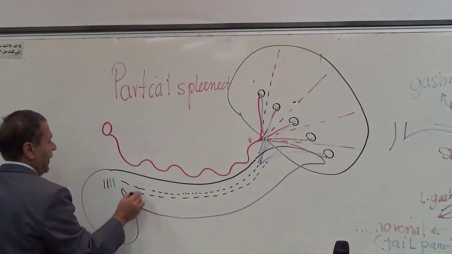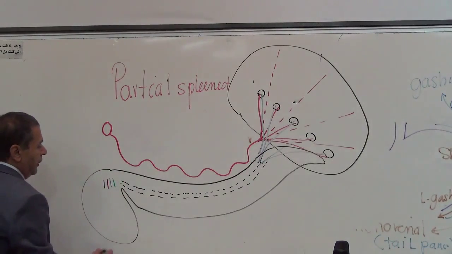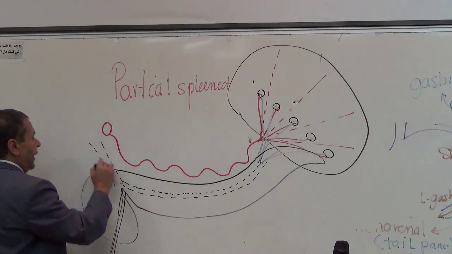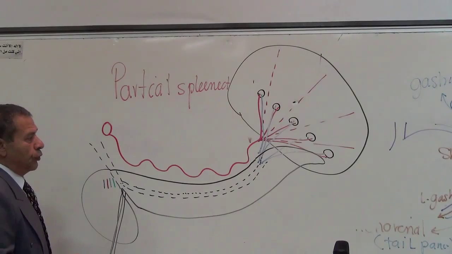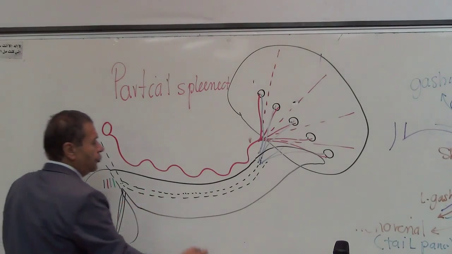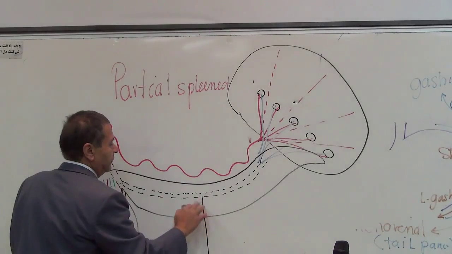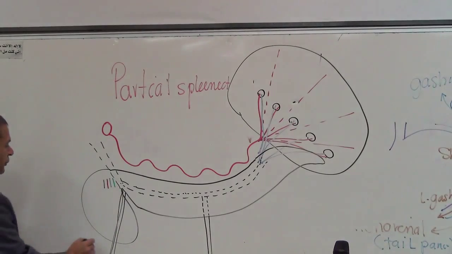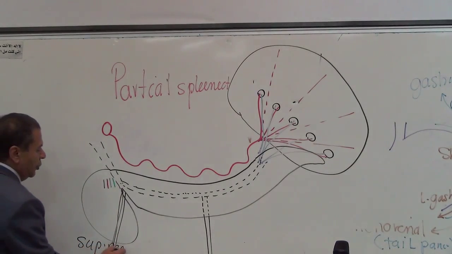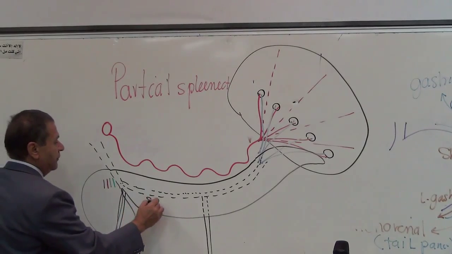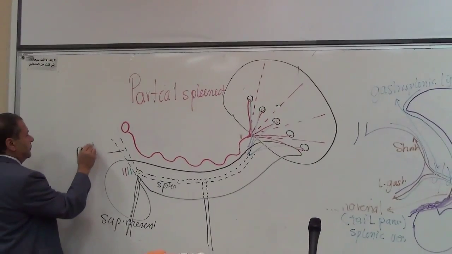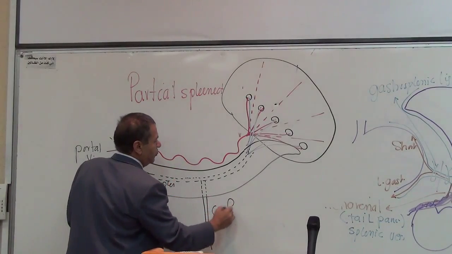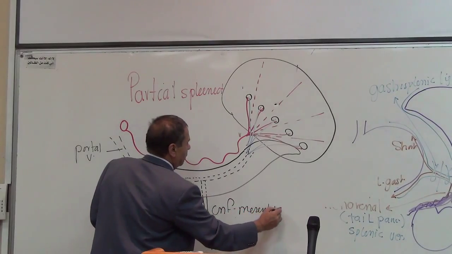The splenic vein, on the other hand, passes on the posterior surface of the body of the pancreas. And then at the level of the neck of the pancreas, behind the neck, it unites with the superior mesenteric vein to form the portal vein. The splenic vein also drains the inferior mesenteric vein. So this is the superior mesenteric vein, which unites with the splenic vein to form the portal vein. And the splenic vein receives the inferior mesenteric vein.